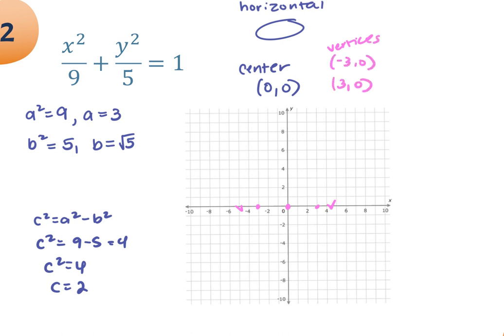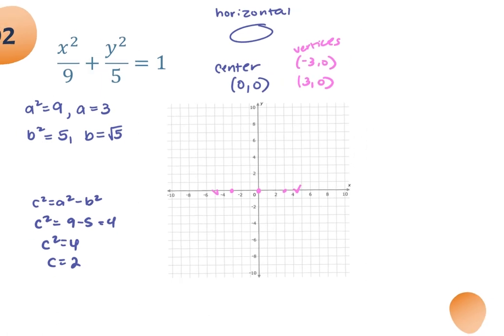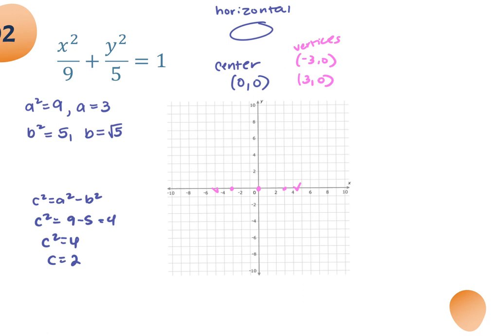Why is A 3? Why is it not square root of 5? A bigger one is A, always. Doesn't matter the order. Order is going to matter when we get to hyperbolas, which have a minus between them, but ellipses, it's always the bigger one. All right, then B is square root 5.